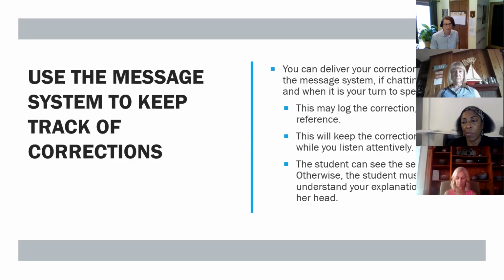Again, if they can see the message, that is easier to understand than trying to explain it to them just with your words. They can see the full sentence and the difference between what they said, if you write both, what they said and the correct version. Whereas if you try to explain it so they have to think about it in their head, it's not as clear. So using the message system to deliver your corrections is a huge advantage.